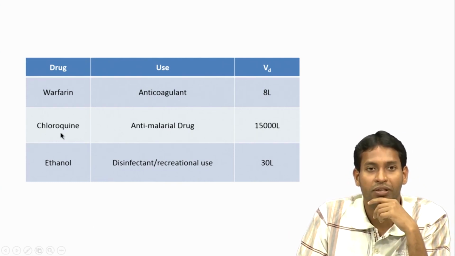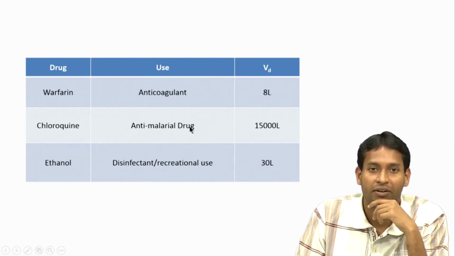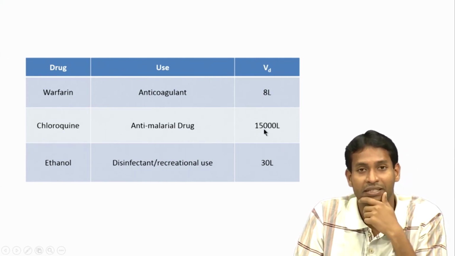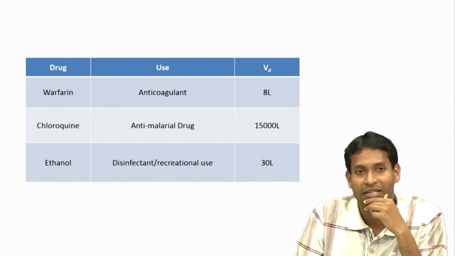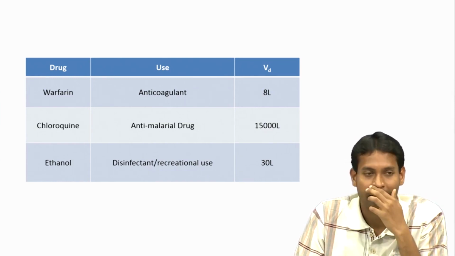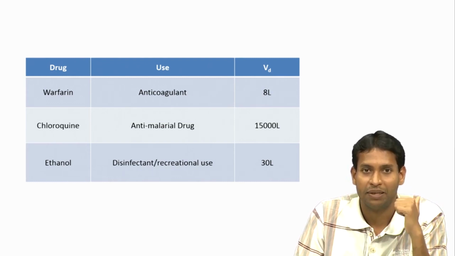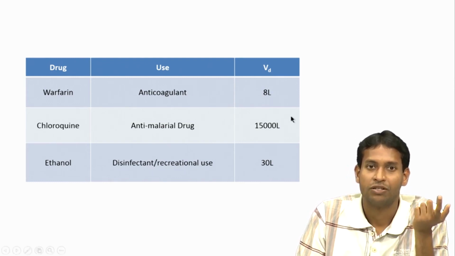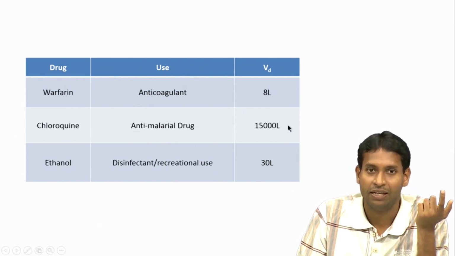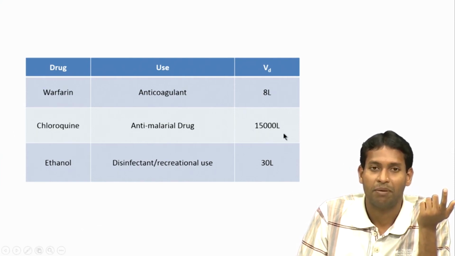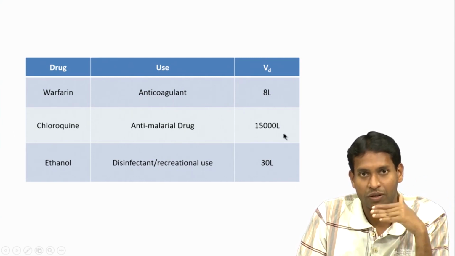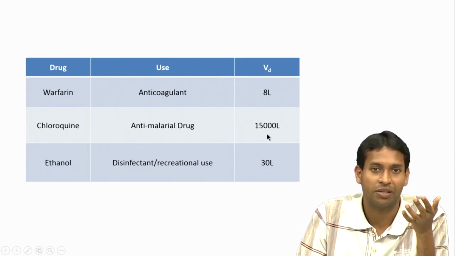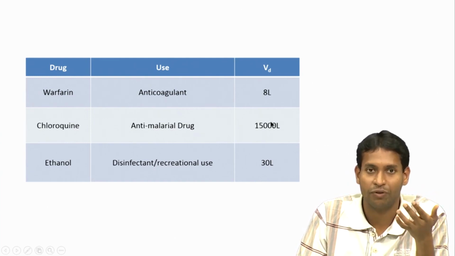Let us talk about chloroquine. This is an anti-malarial drug and has a VD of 15,000 liters. What does that mean? That means that it is distributed quite a lot. If we go back to the formula, the amount of the drug is divided by the concentration in the plasma. Since this is not the volume of our body, the concentration in the plasma has to be very low to get to this value.